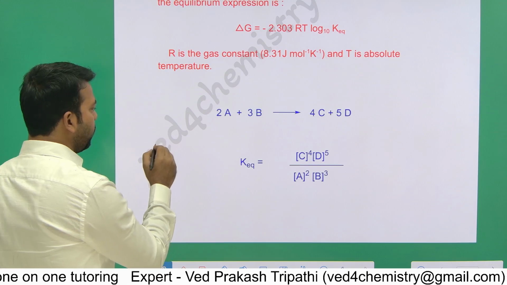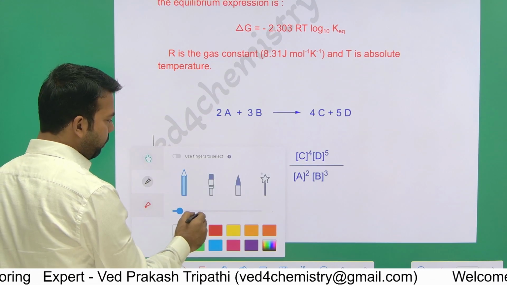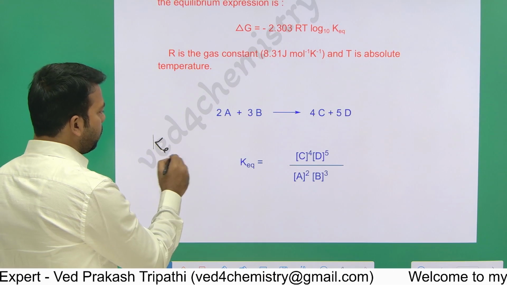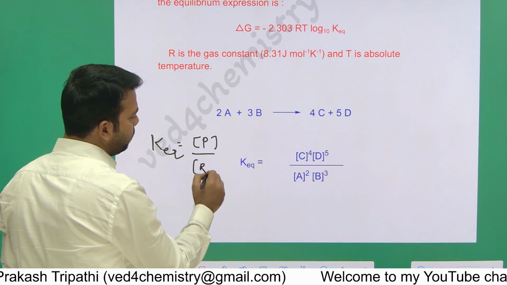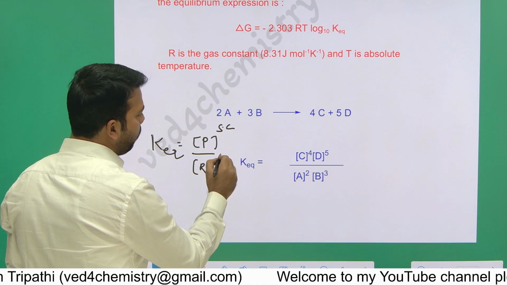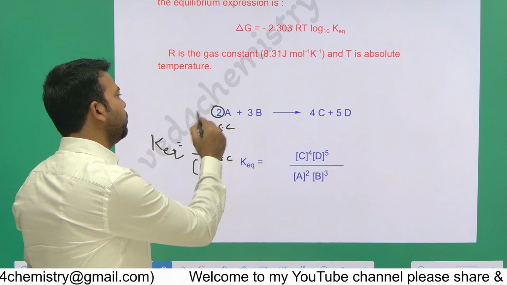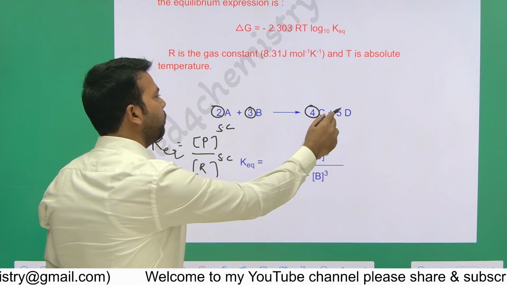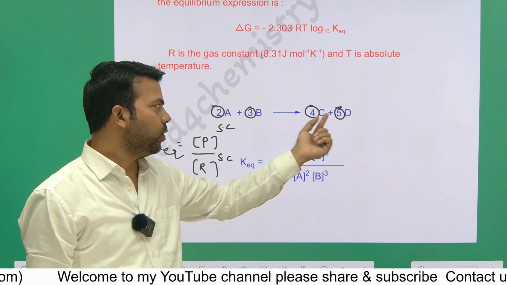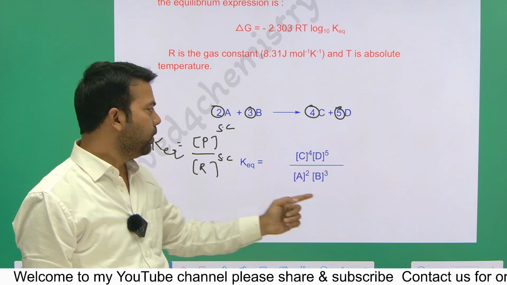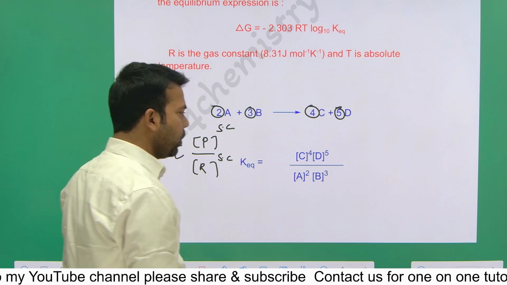If you are going to write down the K equilibrium, it will always be the concentration of product divided by reactant, and the power would be the stoichiometric coefficient. What is a stoichiometric coefficient? It means these numbers 2, 3, 4, 5. The products are C and D, and you can see the stoichiometry is 4 and 5. So C to the power 4, D to the power 5, and here A to the power 2 and B to the power 3. Okay. So now move to the next question.